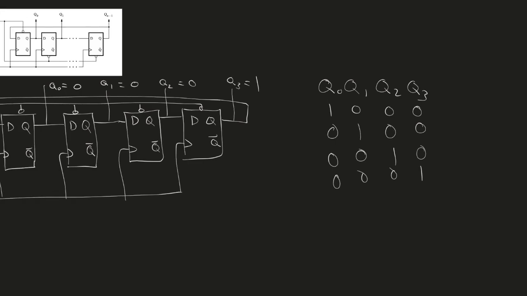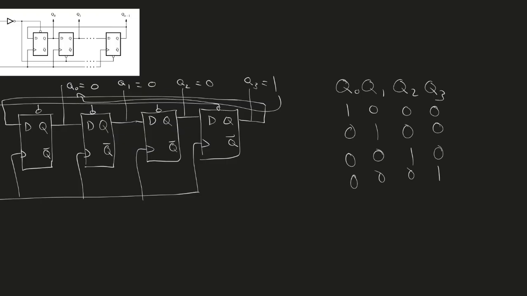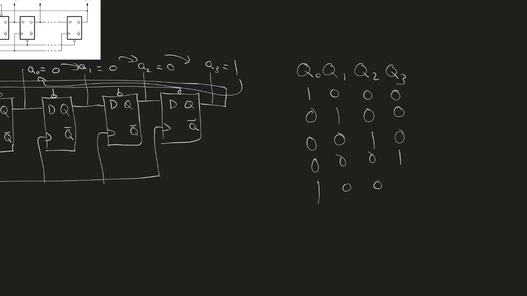Okay, and then when we clock it again, this 1 moves to Q0, and then all the zeros move to the right. Okay, so we're back to where we were at the start.